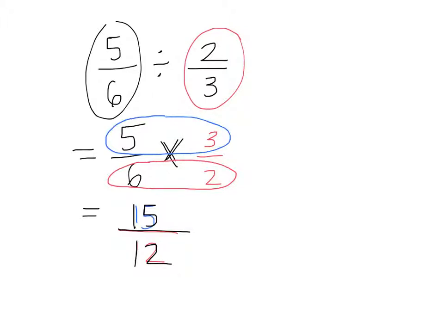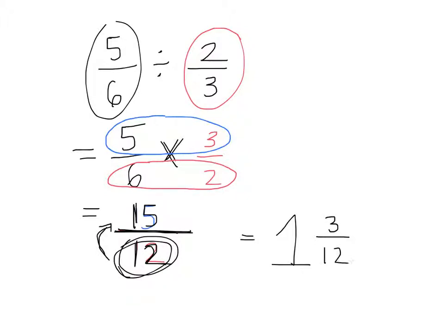So we want to figure out how many times does 12 go into 15, because this says 15 over 12 or 15 divided by 12. So how many times can 12 go into 15? Once. Just once, good. And if it goes in once, that means we've used up 12. How many do we have left over to get to 15? 3. Good. We have 3/12 left over.